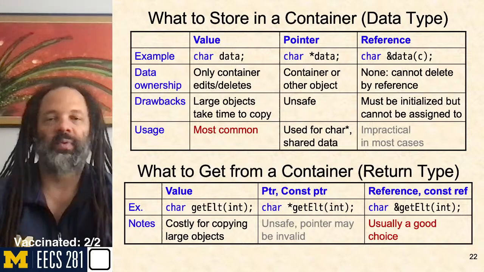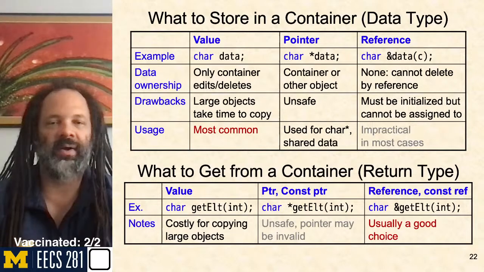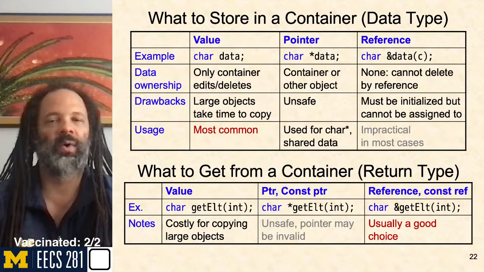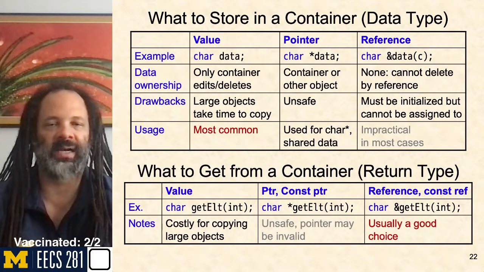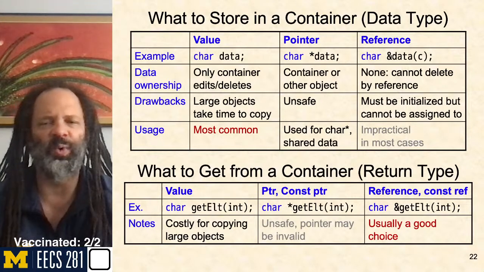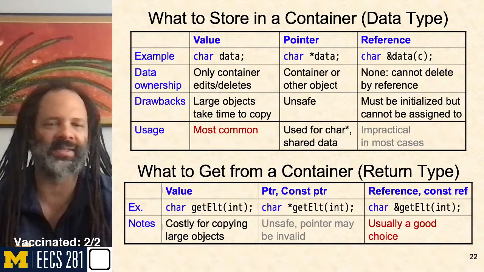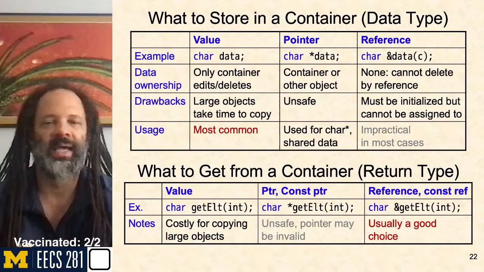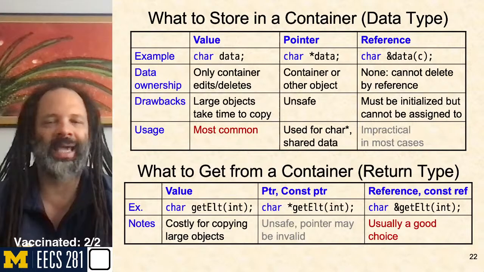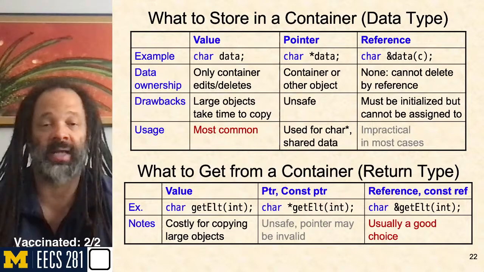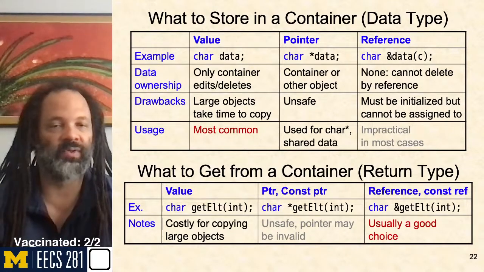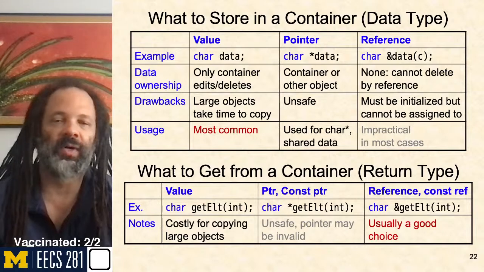All right, what do we store in containers? What type of data? Do we put stuff in there by value? Do we put stuff in there as pointers? Do we put stuff in there by reference? So we'll look at those, and then we also look at how do we get something out of a container, but not remove it. How do I look at something, I should say, in a container? So when I get it from a container, I'm going to leave it in there, but what do I pull out? Do I look at that as a value? Do I look at that as a pointer or a const pointer? Do I look at that as a reference or a const reference?